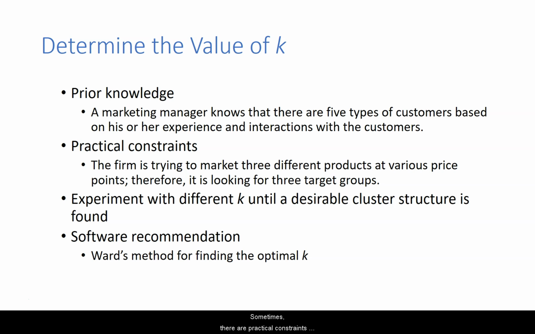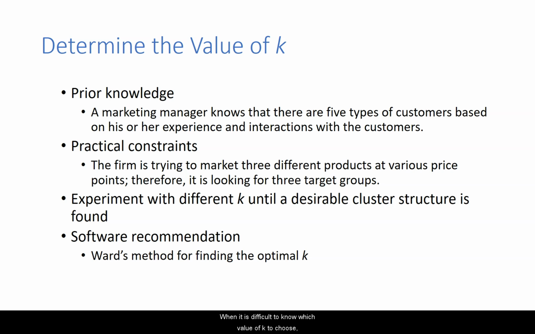Sometimes there are practical constraints that dictate the number of clusters we need to find. For example, a firm is trying to market 3 different products with high, medium, and low price points and different sets of functionalities. Then it makes sense to divide potential customers into 3 groups or clusters, hoping that each cluster would contain customers to target for each of the products. In this case, the practical constraints provide a reasonable starting point for identifying the value of k.